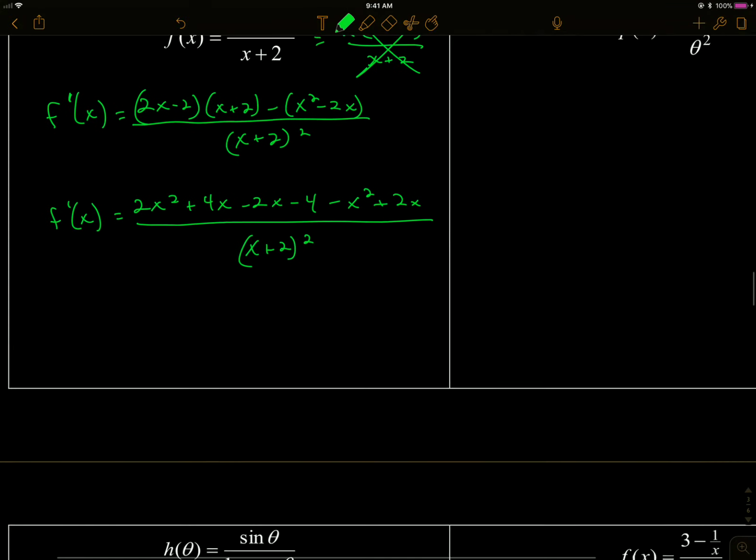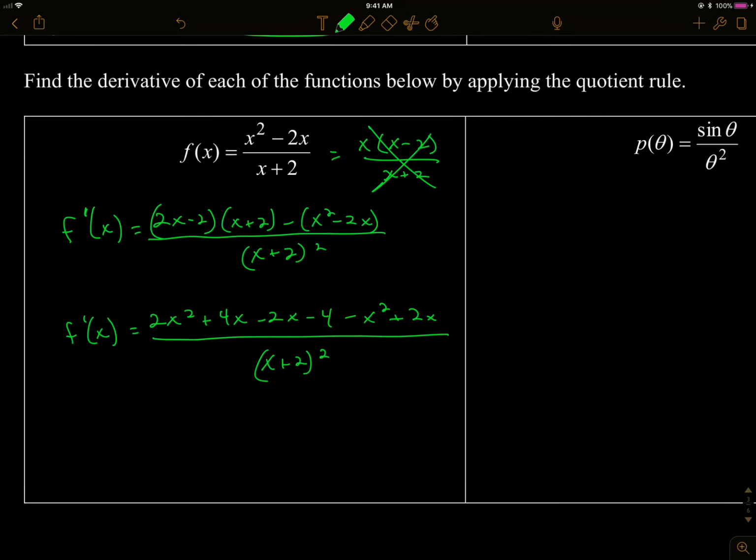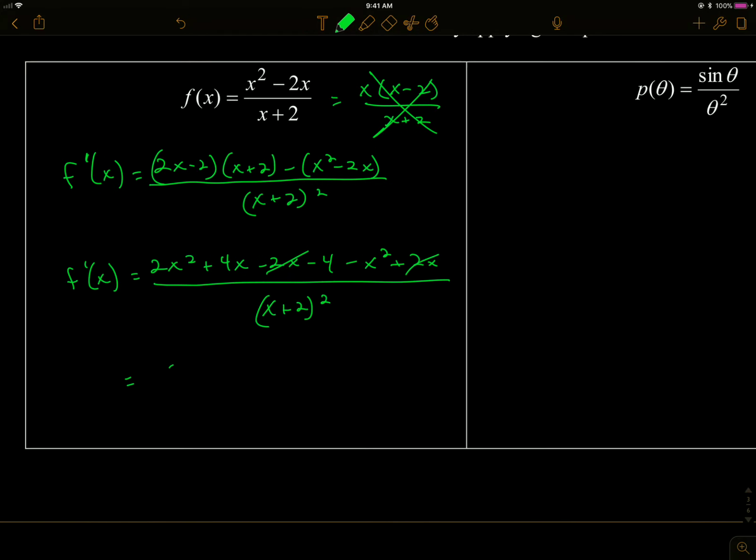Did I miss something? Okay, no. I was thinking I missed something. So the 2x squared, the minus 2x plus 2x, those go away. 2x squared minus x squared is x squared. So I did those already. And then the 4x is still there. Minus 4 over x plus 2 squared.